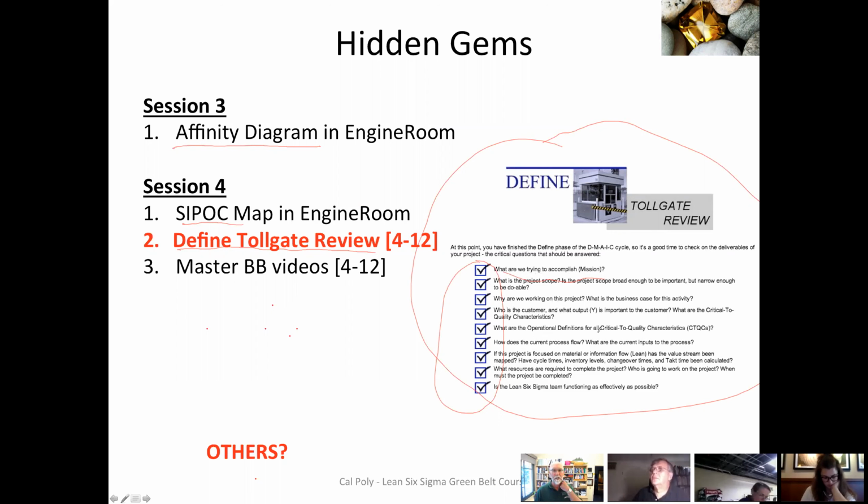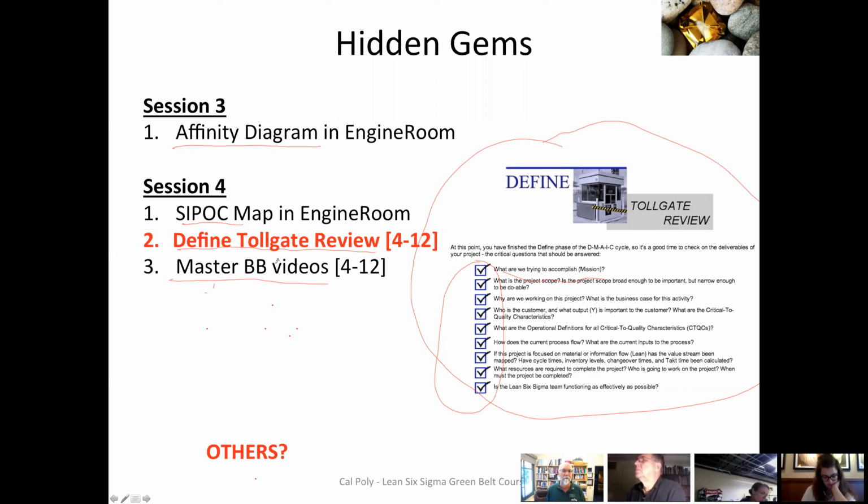The way a tollgate is set up is you're not allowed to proceed past the define stage until you can answer all these questions. Now, just a word of warning, this is what we'd have to do in a full Greenbelt project. You'd have to answer all these questions. Because you're just doing a mini project, just go ahead and do the two tools, answer a few of these key questions, and then go ahead and move on. This is a sample of what you do in a larger project, and that's why we call it a mini project, all right?